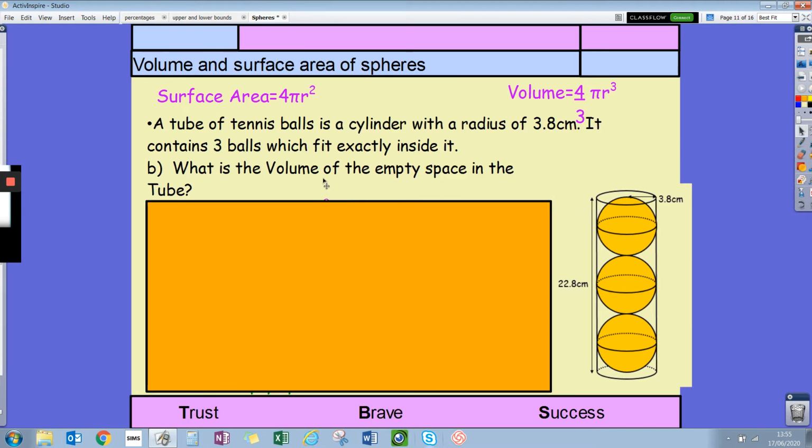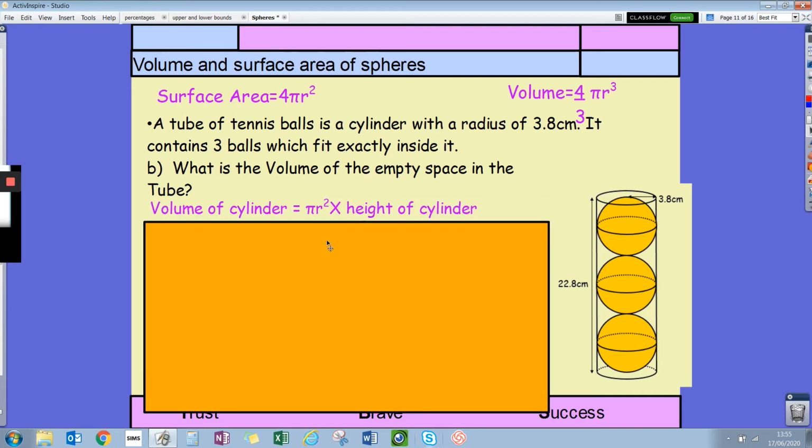So part B of the question asks for the volume of the empty space within the tube. So I've added in now that my height of my cylinder is 22.8 and my radius of my cylinder is 3.8. So now I'm going to calculate the volume of the cylinder. So the volume of the cylinder, remember it's a prism, so it's the area of the cross section times by the height. And the cross section here is a circle. So pi r squared times by the height of the cylinder.